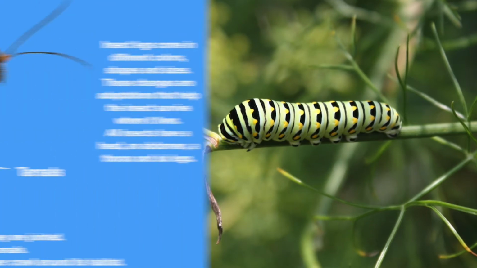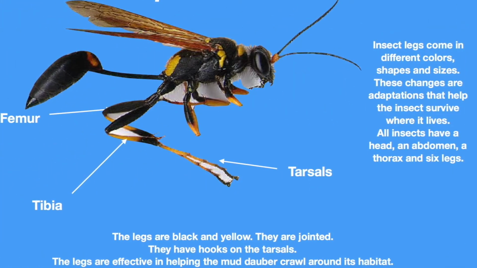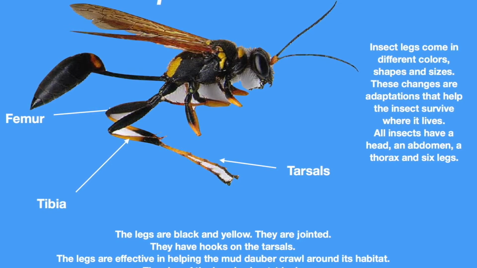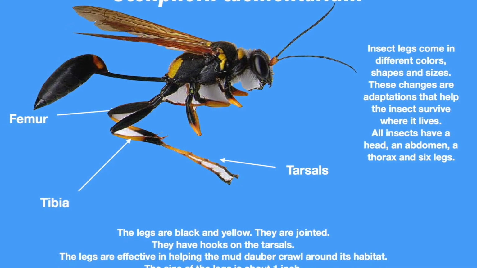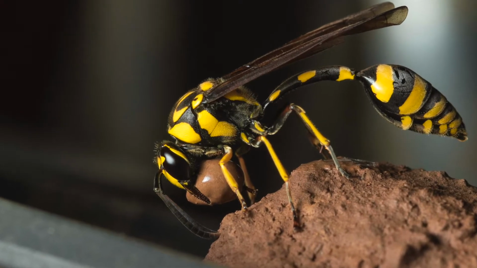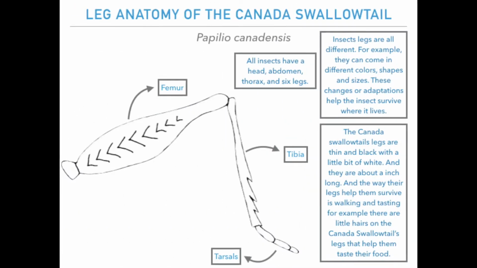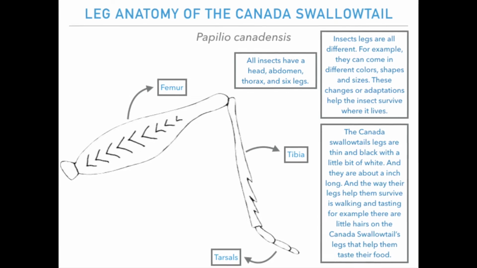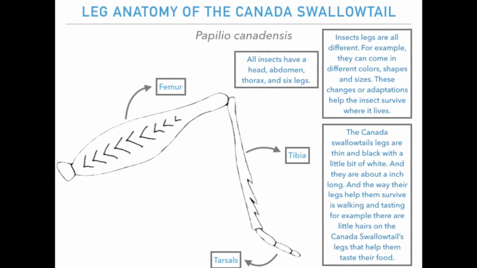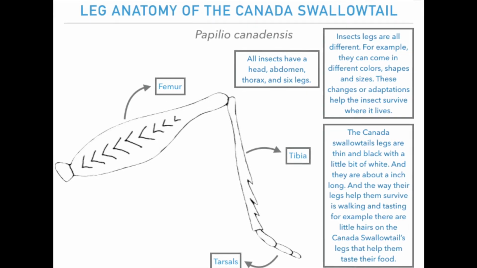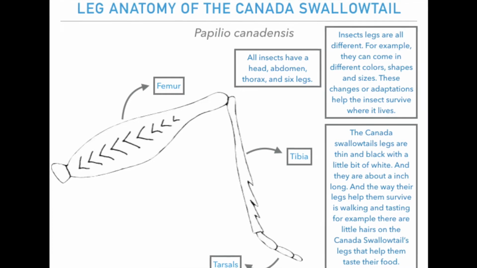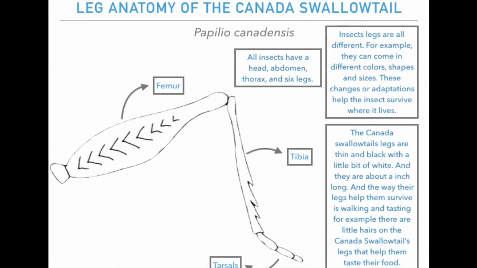For example, the mud dauber wasp has hooks on the tarsals to help them walk and crawl around. Their legs also help the females to hollow out mud balls to lay eggs inside. The Canadian swallowtail uses its legs for tasting food. Isn't that interesting? There are little hairs on their tarsals that help them sense as they walk and perch on their inch-long black legs and let them hang when flying.